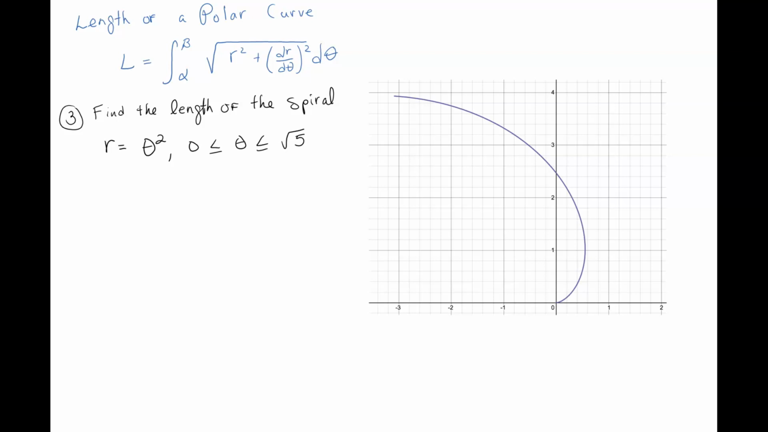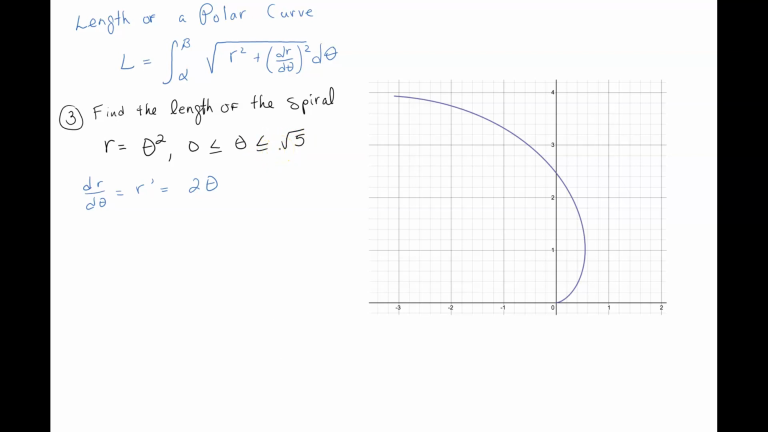So what we're going to do is first note that we have to find dr/d theta because we've already got r. So let's find dr/d theta, and if you're confused about that, it's just r prime. In this case, it's just 2 theta. We need that in the computation of this. So we're going to be going from 0 to the square root of 5, because that's what was given.